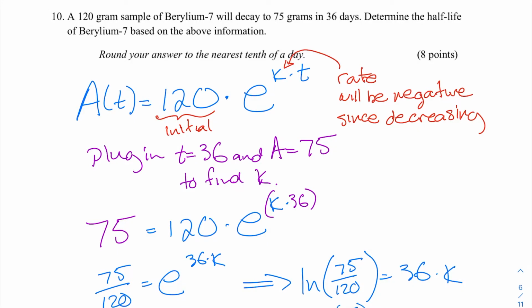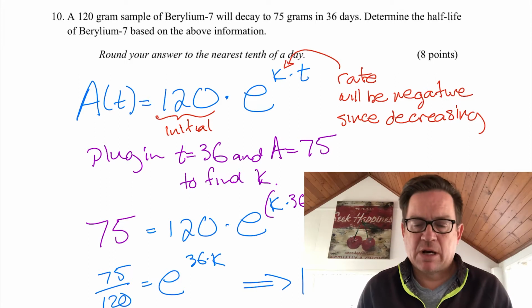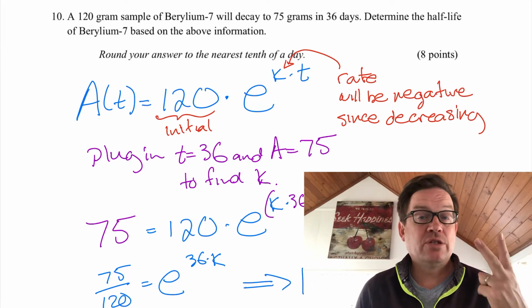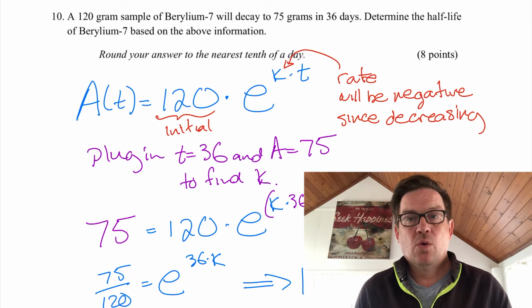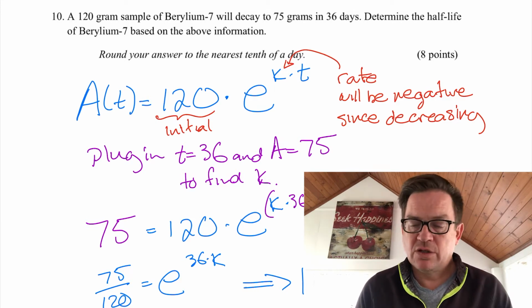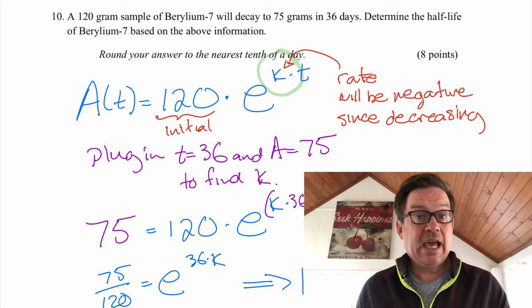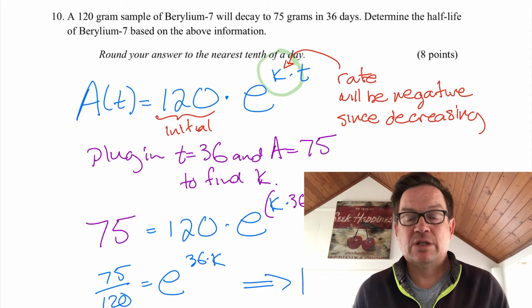Problem 10 is the half-life problem. It's my favorite problem. I love these exponential decay problems. And as we talked about in class, there's always two steps to these problems. One is they give you some information to figure out what the rate of decay is. And that's the k in this exponential decrease problem.